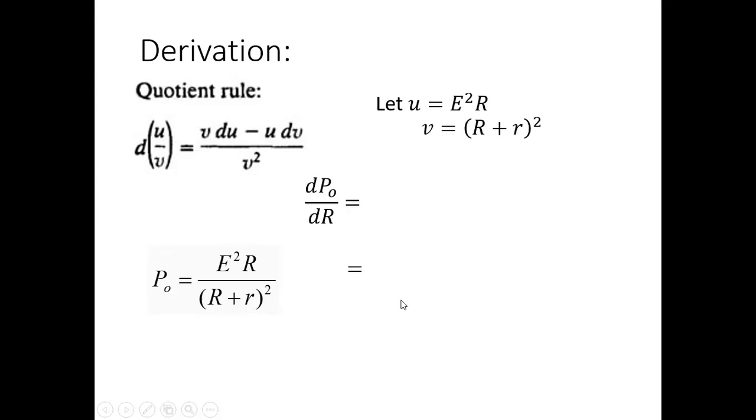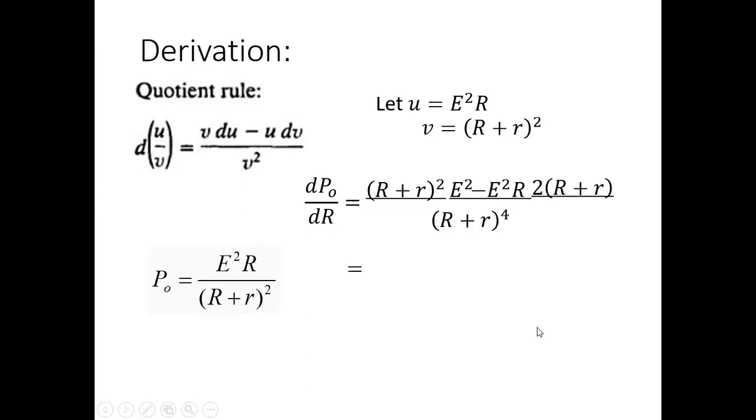Okay, then dP naught dr. So we start with V, that's your V. Then we differentiate this one, so we get E square. Then after that you got a minus there, U, that's your U. Differentiate your V, this one. We get our 2, then we get R plus r there. Then V square, this one, the power 4.